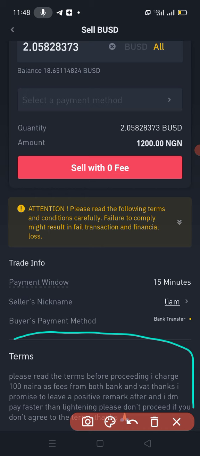So before you place an order with anybody, please make sure you scroll up, then read the person's terms and conditions before you go on and place the order. This is how to read the terms and conditions on anybody's ad before you place an order, in order to avoid wasting your time, because most people don't like canceling. Canceling orders on Binance reduces your trading volume. If I cancel, it reduces the volume and percentage of my trading, and it matters a lot to us. So this is how to check the terms and conditions before placing an order with anybody.